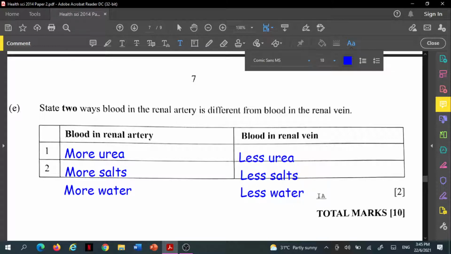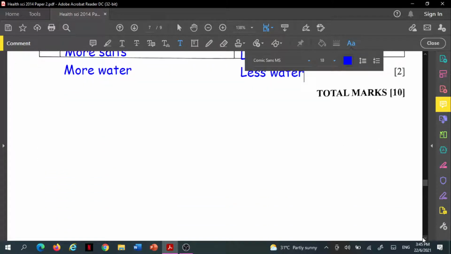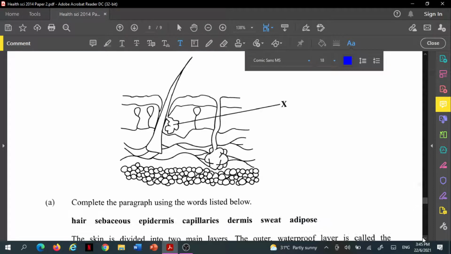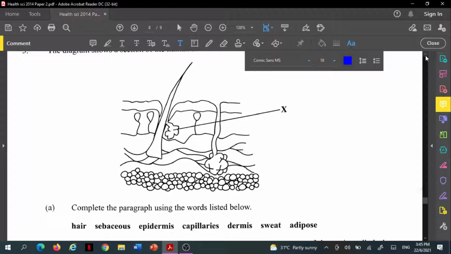All right, so great. Now we have the three differences, right? They only ask for two, but that is great. We finish with this question now. We're going on to question number 5. So we're almost there. One more question to go after this.